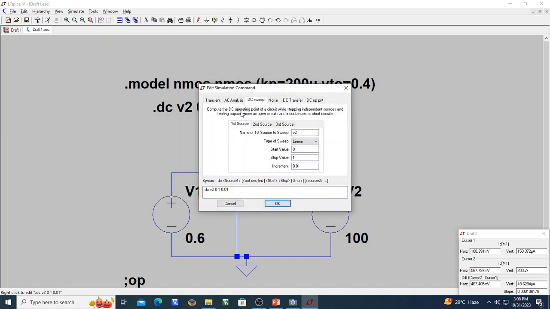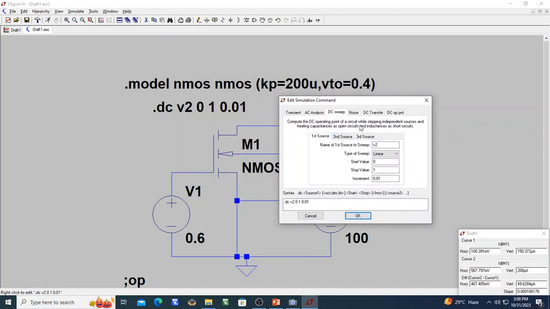For that, I'll again go for this. I was actually sweeping the source V2. I have to sweep a second one, so that is V1 also. I will type V1, and it's again a linear sweep. You start from 0.5, you go up to 0.9 in steps of 0.1. Okay, let us start from 0.3 itself, because 0.3 is off, sorry, 0.4 is also off. 0.5 onwards you're going to have a current.